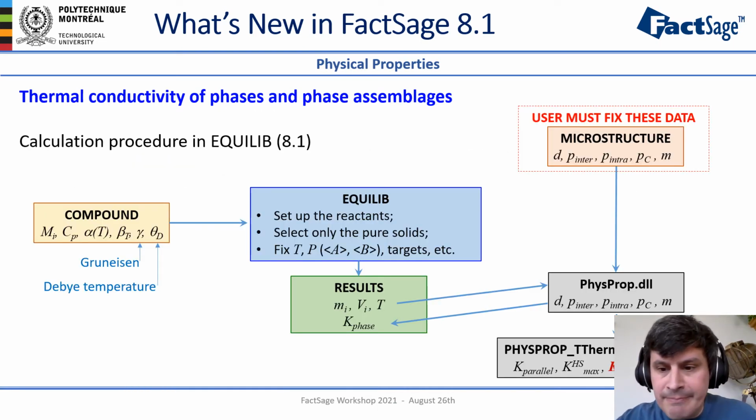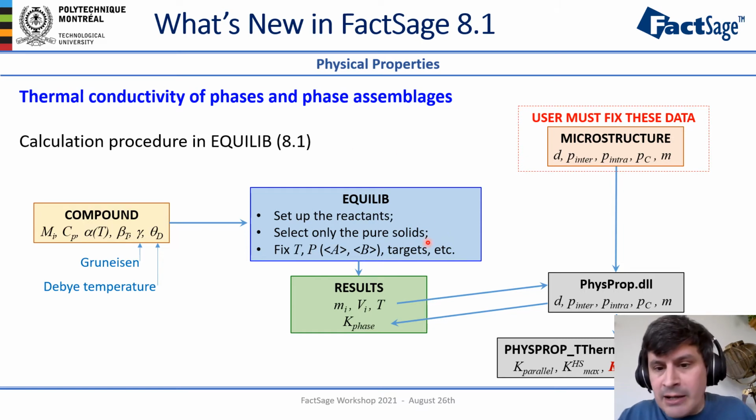So in Equilib, how is this calculated? It's calculated first by the user entering in the microstructure module the grain size and the different porosities that are necessary for the computation. Then you go in Equilib and you set up your reactant, you select the pure solids and liquids, you fix the temperature, pressure, alpha, beta targets. Don't use solid solution at this step. Unfortunately, we don't have yet a model for that, but we're working on it.